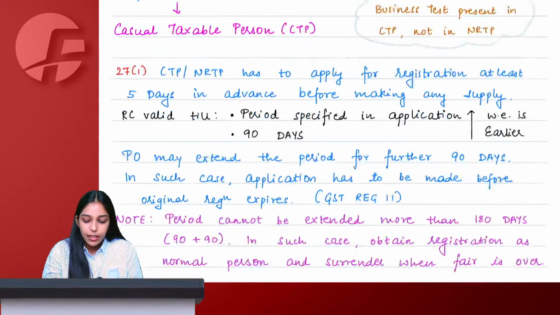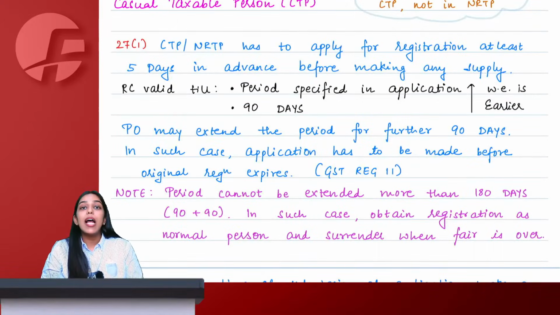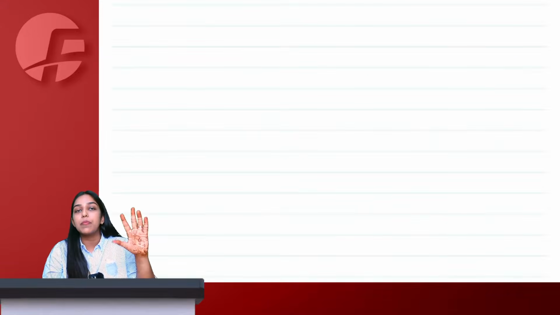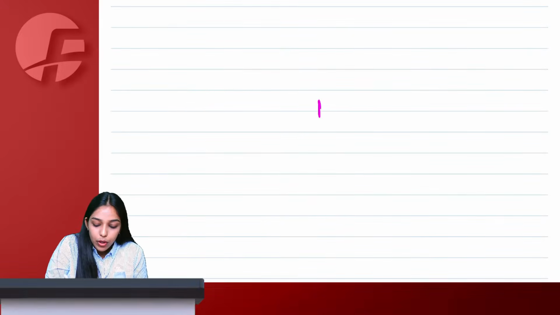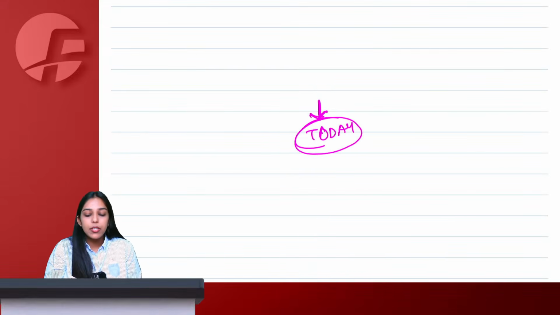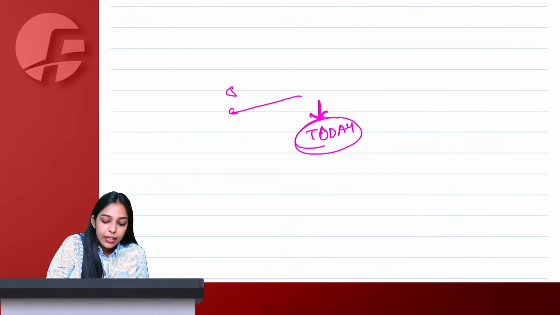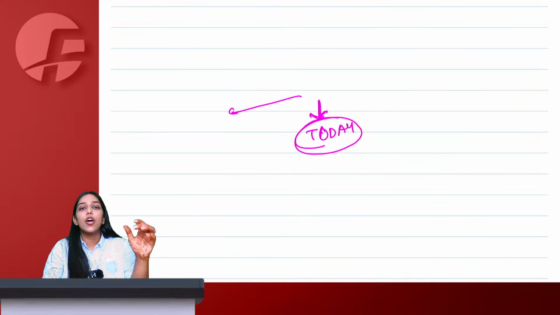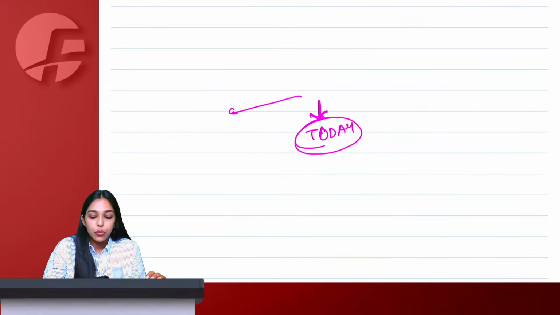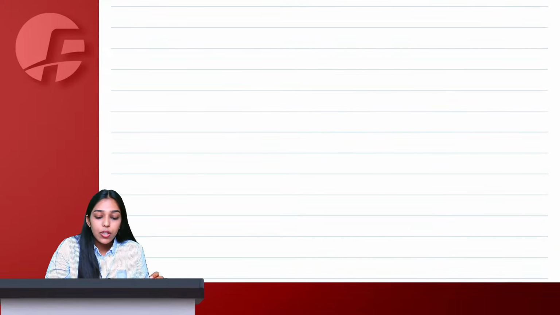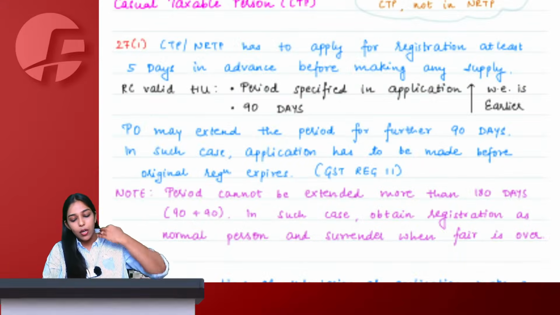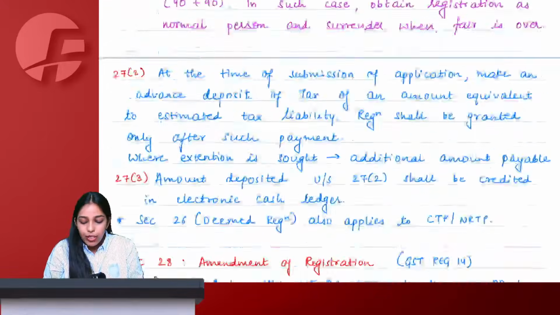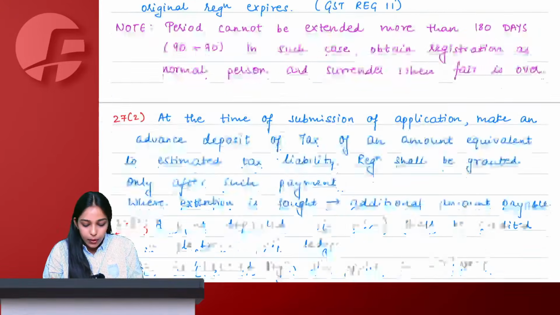What are the provisions saying? These people have to come at least 5 days prior and make the application. So if I want to start today as a casual taxable person or non-resident taxable person, then at least 5 working days prior. Now they have written 5 days only, but it is 5 working days because the department will consider 5 working days only always to give you a registration. So here we are saying that the day on which you at least where is it?